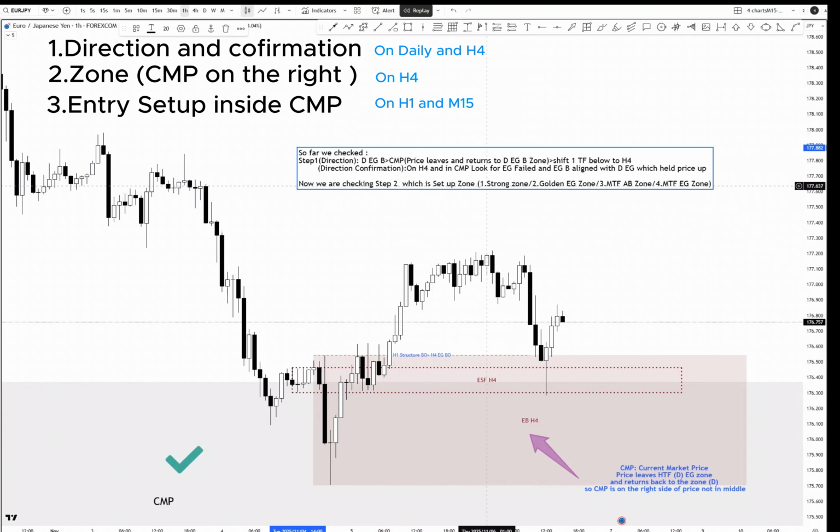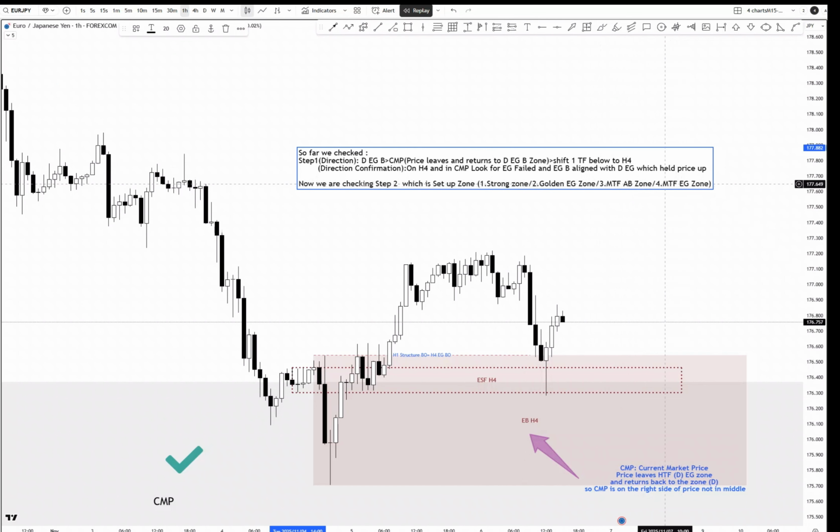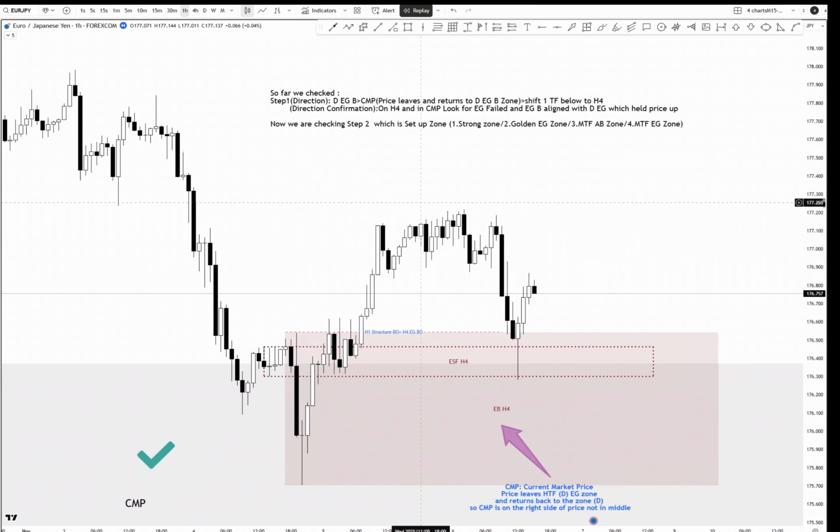So by the way, we have different kinds of setup. So we have strong zone. Actually, we can just call this one confirmation for golden zone and multi-time frame AB zone and multi-time frame engulfing zone. So today we're going to work on multi-time frame AB zone, and maybe I'll explain multi-time frame golden zone a little bit later. If you like it, just comment and I'll make another video, some other setups, some examples of this setup, in the other videos.